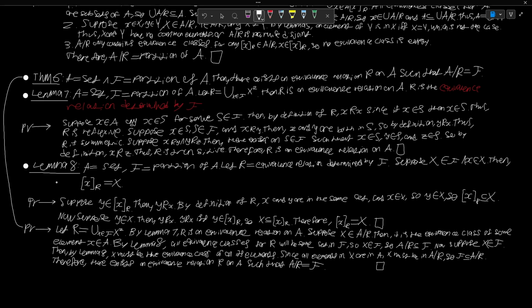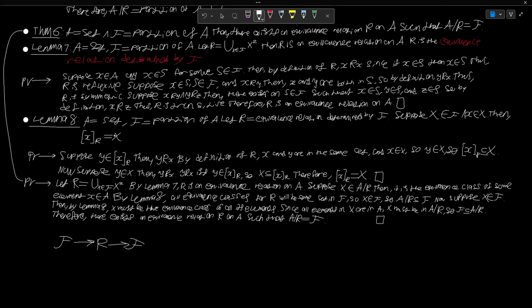Now for the right to left implication, we'll assume that X is an arbitrary element of F. Then by lemma 8, X must be the equivalence class of all of its elements. And since all elements in X are elements of A, then X must also be in A modulo R, since it's an equivalence class. So since X was arbitrary, we can generalize this to say that F is a subset of A modulo R. So this means that F is equal to A modulo R, since A modulo R is also a subset of F. And thus we've proven Theorem 6.